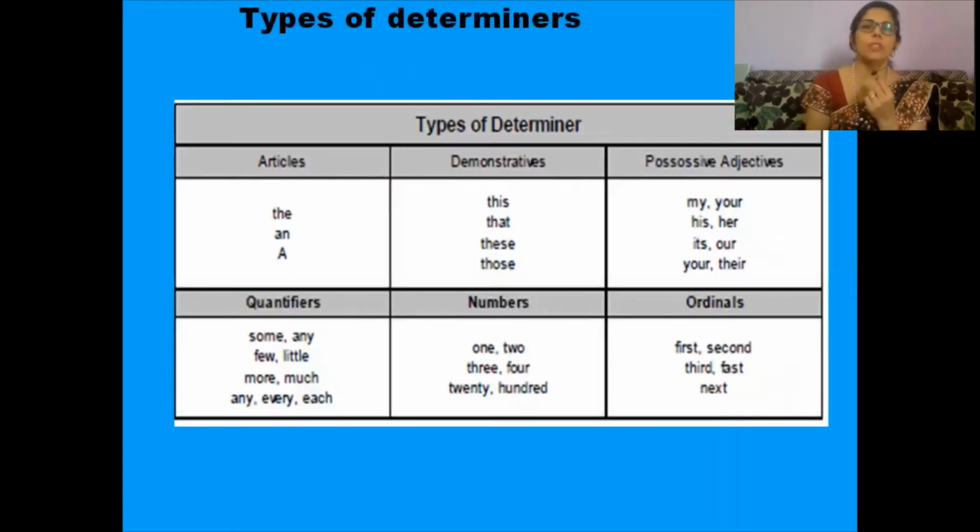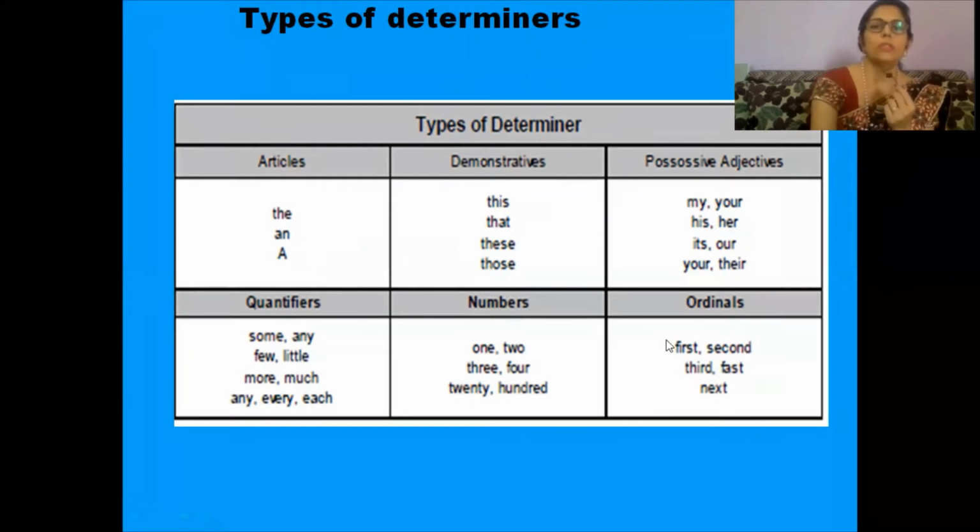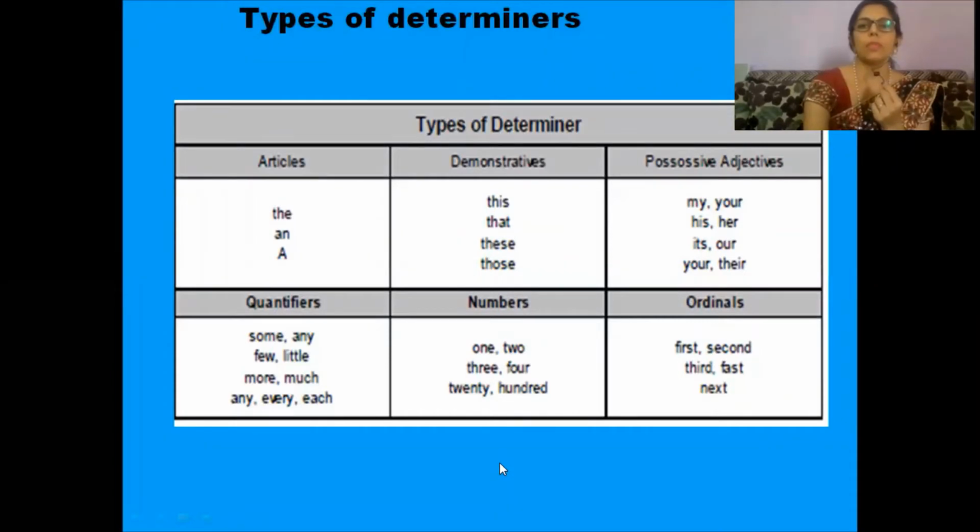Types of determiners are articles, demonstratives, possessive adjectives, quantifiers, numbers, ordinals. So in articles, you can see the, an, a. These are the three articles. After that, demonstratives. So you can see in these demonstratives, this, that, these, those. These are the four words that I used.